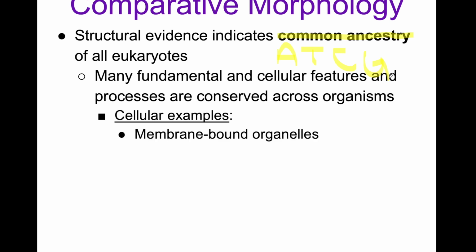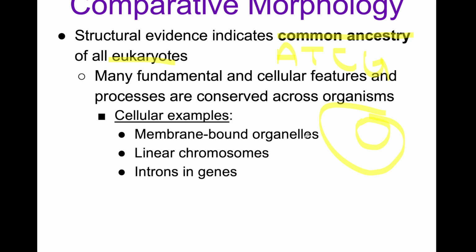Some cellular examples: membrane-bound organelles. Remember, we're talking eukaryotes here, common ancestry of all eukaryotes. There's also endosymbiotic theory, where a cell engulfed another cell, both having a membrane. Linear chromosomes, right? Humans have linear chromosomes, mice have linear chromosomes, most mammals, most eukaryotes have linear chromosomes, which suggests, again, that we all kind of evolved from a common ancestor.